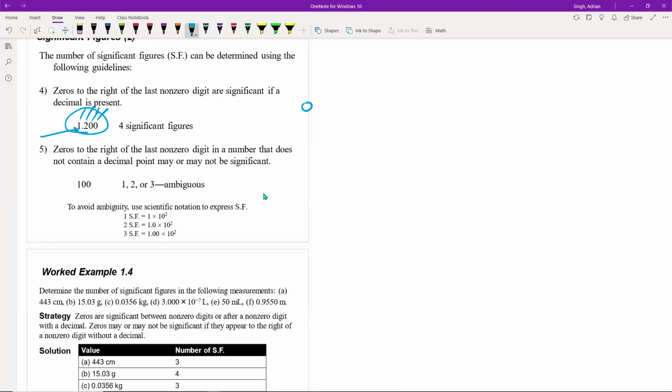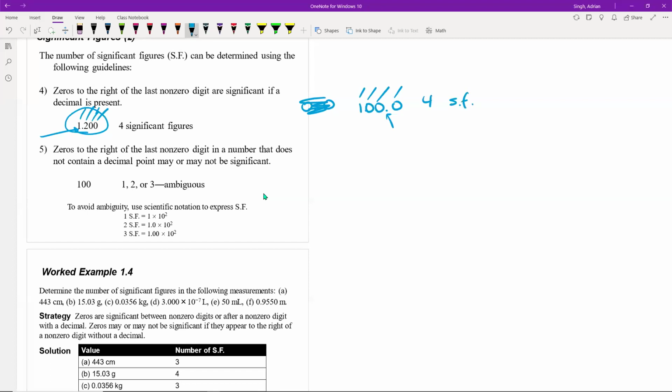If I had a number like 100.0, okay? Do we have a decimal point in the number? Yes, there it is. So all the zeros at the end of this number will be significant. So the 1 is significant, this 0 is significant, that one's significant, and that one is significant as well. So this is going to have 4 significant figures.